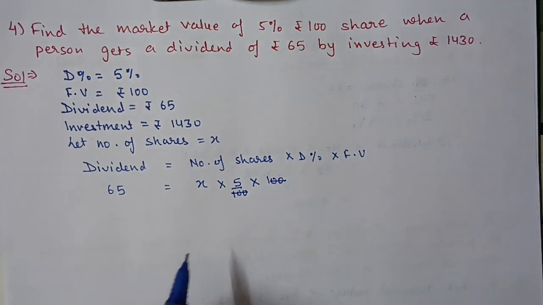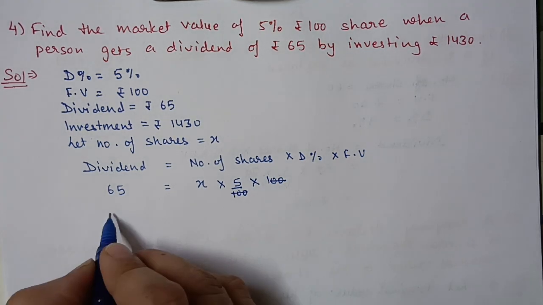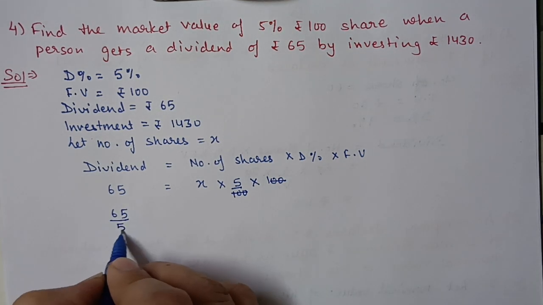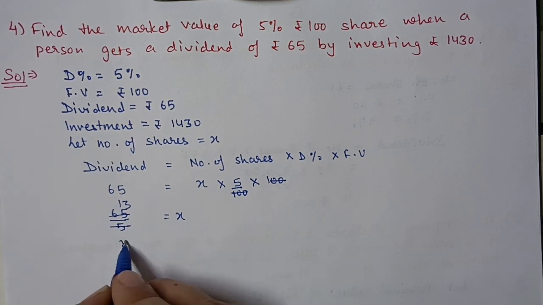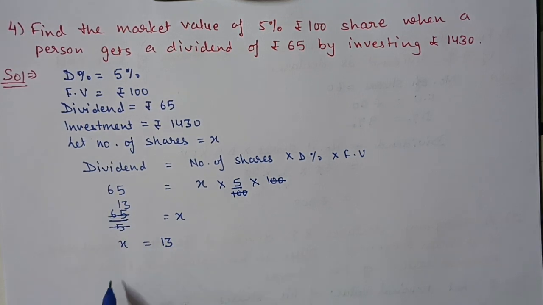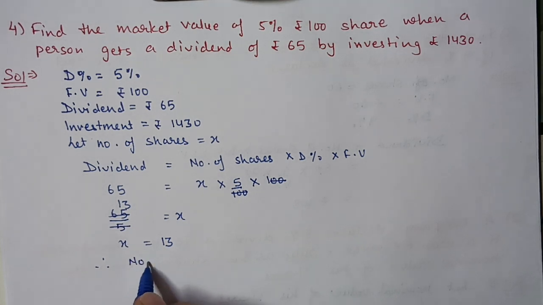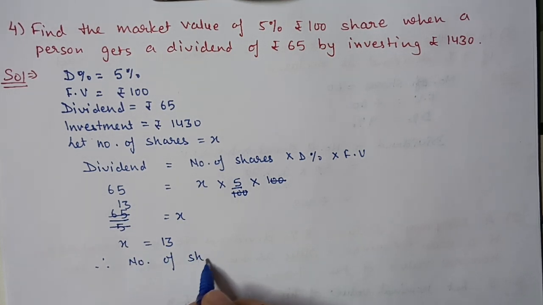So this 100 you can cancel out and 5 you can shift this side. It will come for division. You can cancel out, 13 times it will cancel. So x is 13. It means number of shares is here 13.